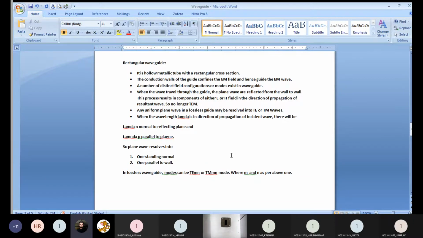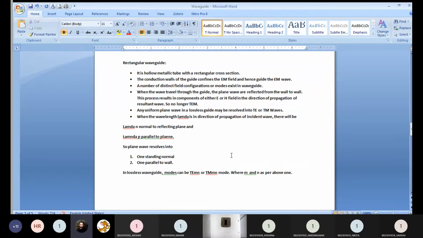Now let me clear one point: the energy which is going to flow through the waveguide does not flow through the conducting wall, but it actually propagates through the dielectric, for example, air as a medium. In that air, the energy or EM field will travel. As we have already seen, a number of distinct field configurations, or I can say modes, can exist in a waveguide.